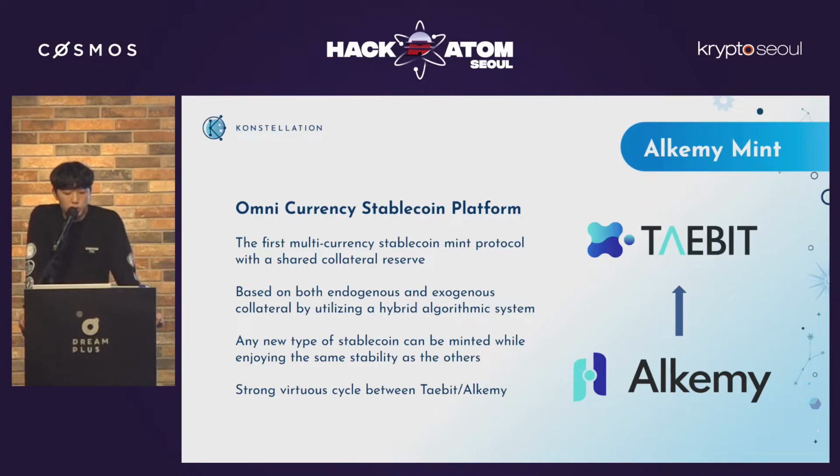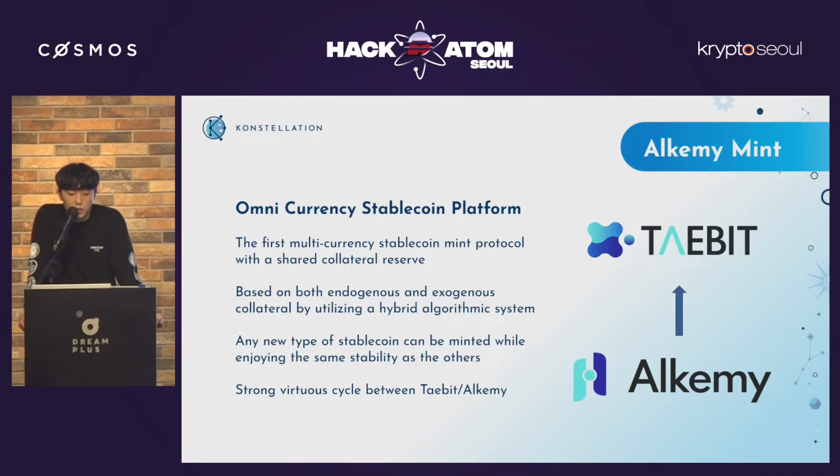Archimedes' vision is to ensure that any new stablecoin associated with an existing fiat currency can be minted utilizing a single reserve. And we still want the new stablecoin to enjoy the same level of stability as the other existing stablecoins. So that's what we are trying to achieve.